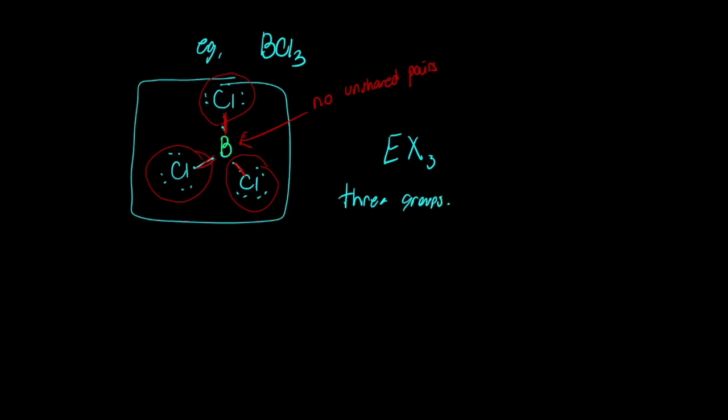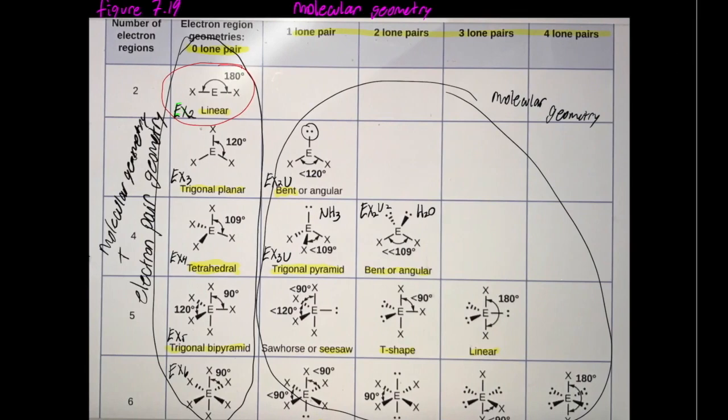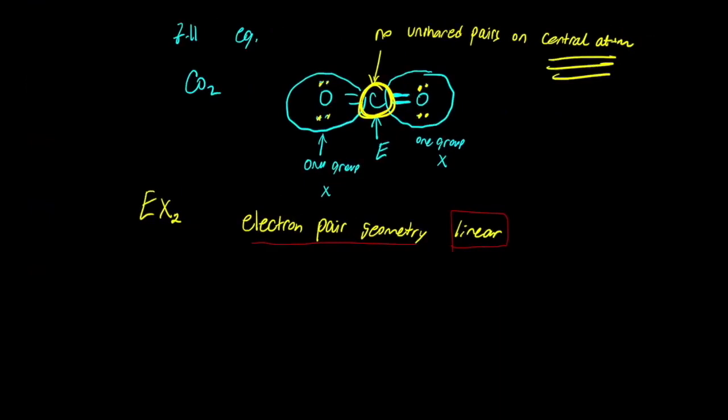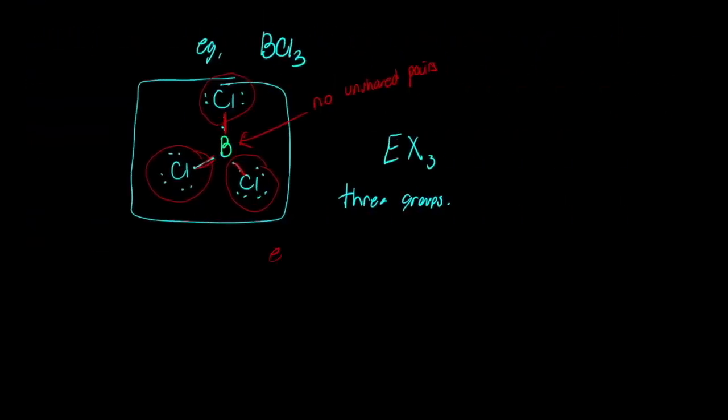That means that we basically go back to here. Let me use red. If it has 3 groups, we call it trigonal planar. And it has no lone pairs, so the molecular geometry is also trigonal planar. Okay? So we would say the electron geometry is equal to the molecular geometry, which is trigonal planar, okay?